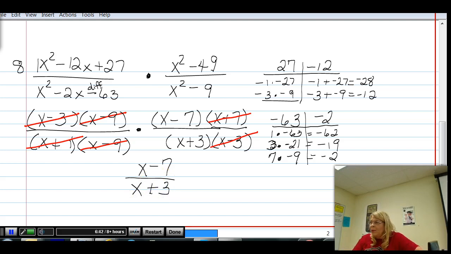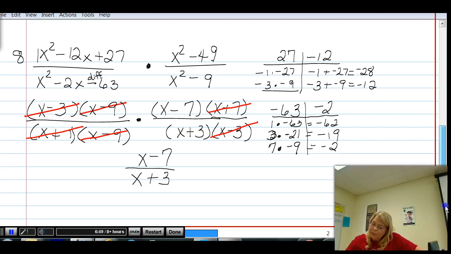And you know my math lab will count it wrong if you put in those parentheses, right? Okay. All right. Are we ready for number 9?